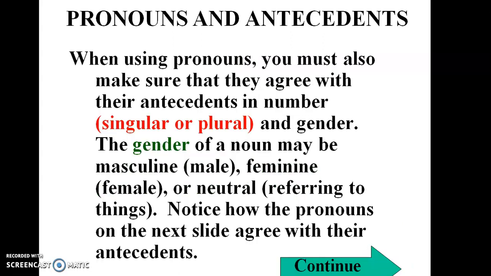So, then, when using pronouns, you must also make sure that they agree with the antecedents in number, singular or plural, and gender. Yeah? The gender of a noun may be masculine, male, or feminine, female, or neutral, referring to things. Notice how the pronouns on the next slide agree with the antecedents.